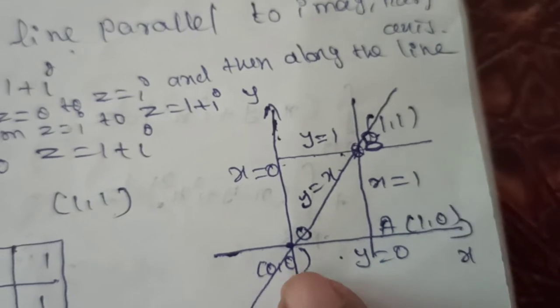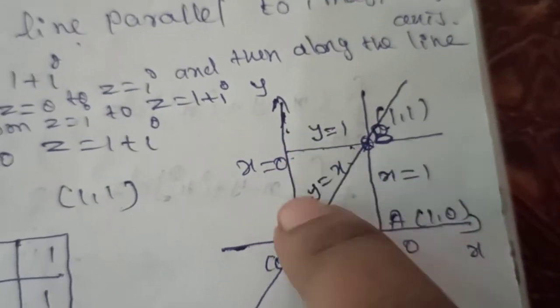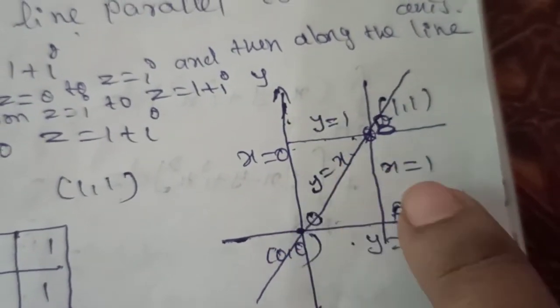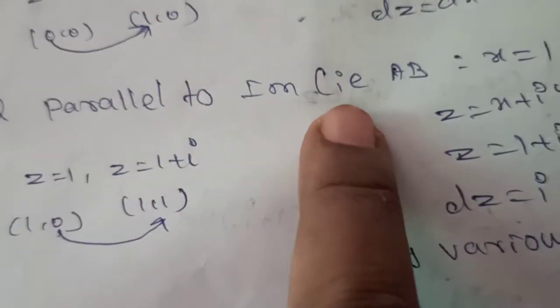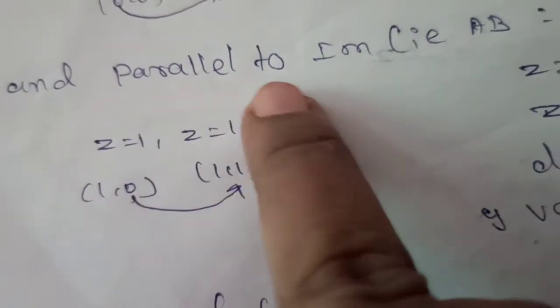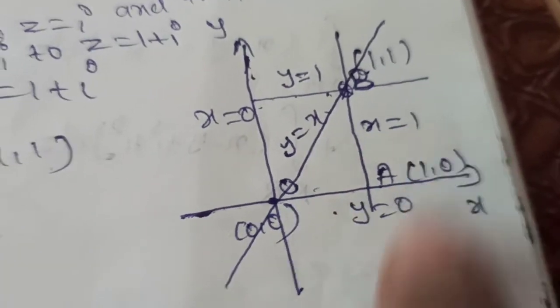So the straight line parallel to the imaginary axis, take x equal to 1. That is AB, the parallel line. So the AB straight line has x equal to 1.